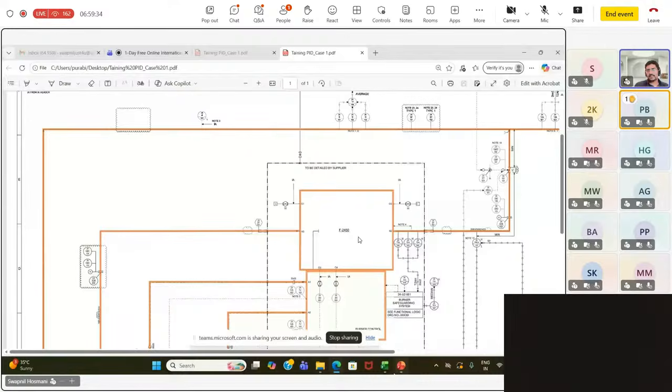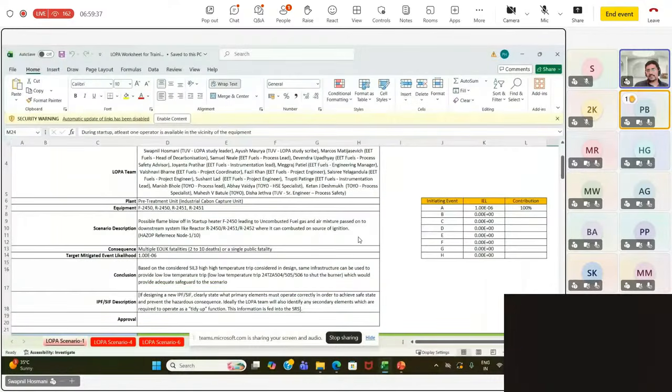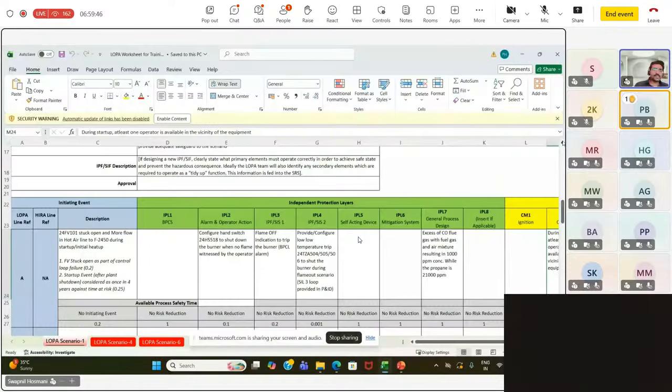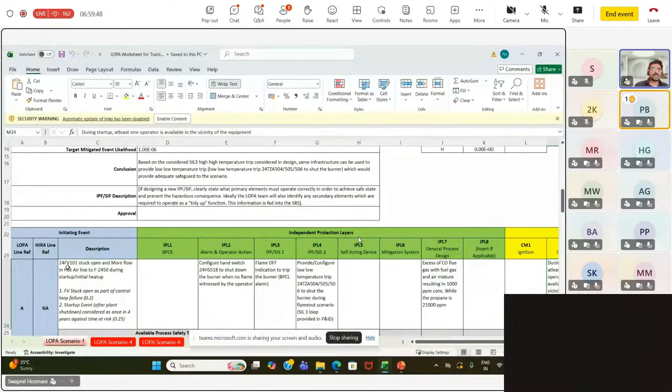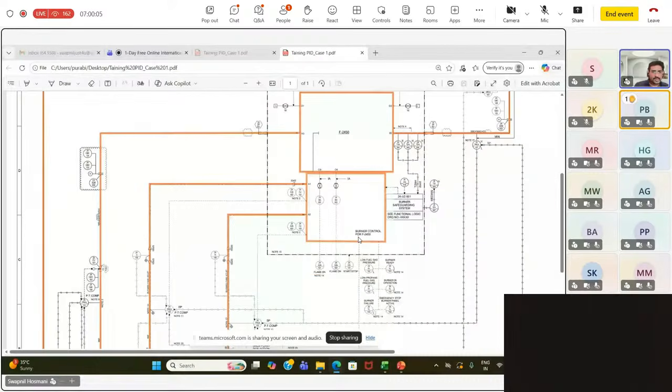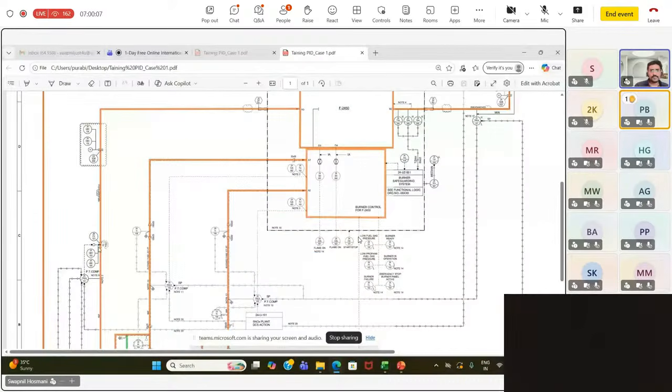So this first case is where you have this FV101 stuck open and more flow in the hot air line to the startup heater during startup or initial heat up. As you would see in the P&ID, this is that line. So this is that control valve FV101.